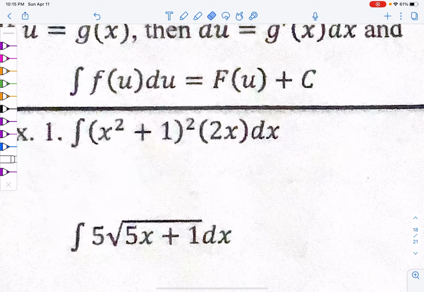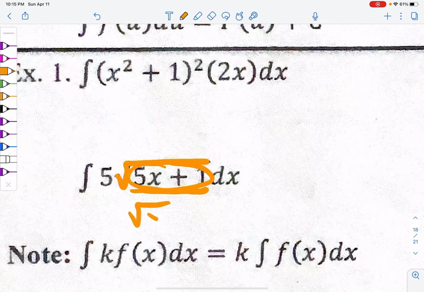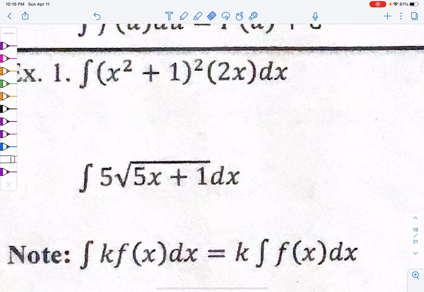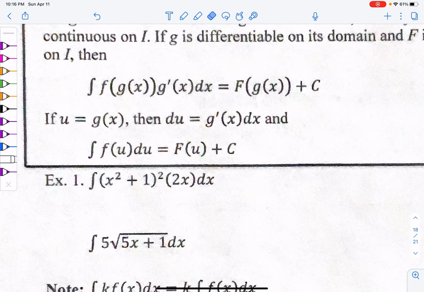When you're dealing with a composite function, or a function stuck inside of something else, in this one the inside function would be 5x plus 1. It is shoved inside of the square root. It's like I took the square root of x, but instead of x, I shoved in 5x plus 1 in its spot. So these are all composite functions, and there's something special that happens with these composite functions.